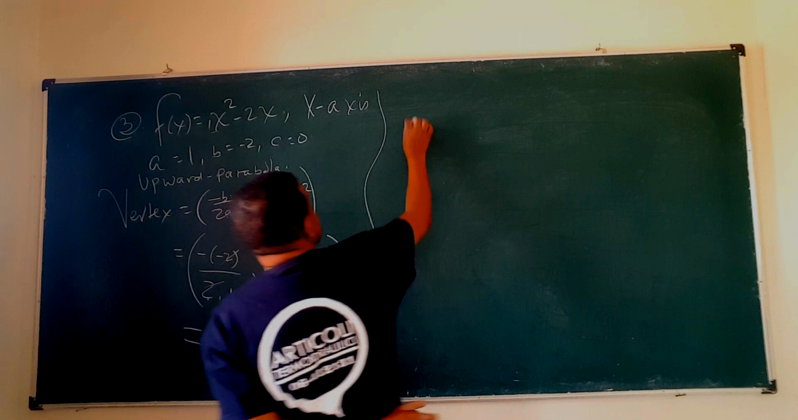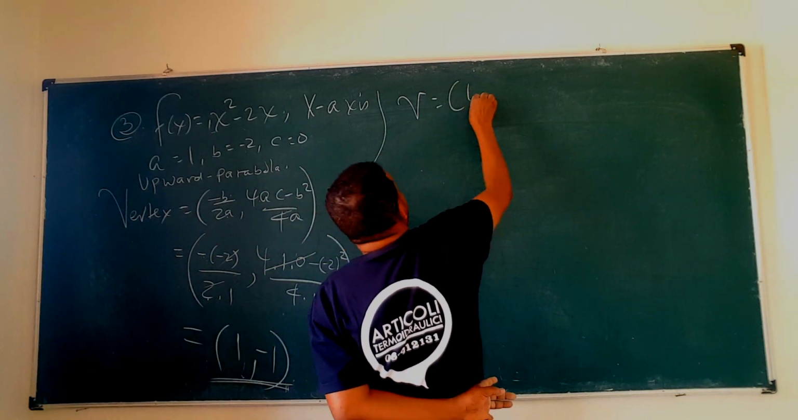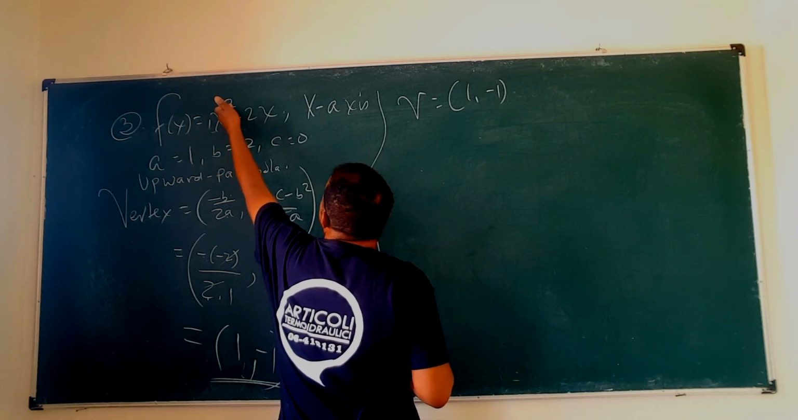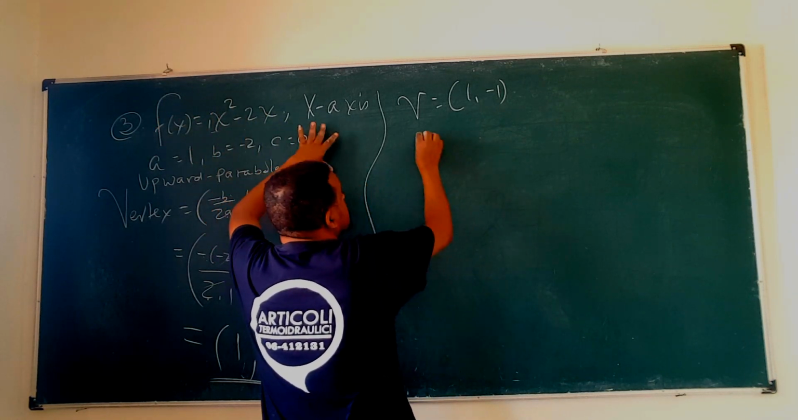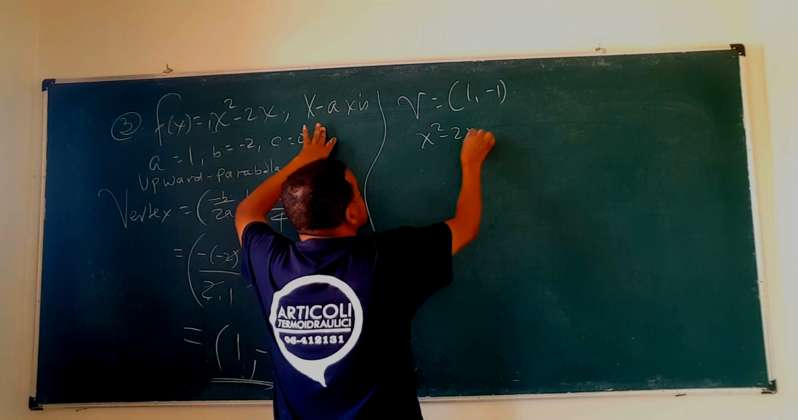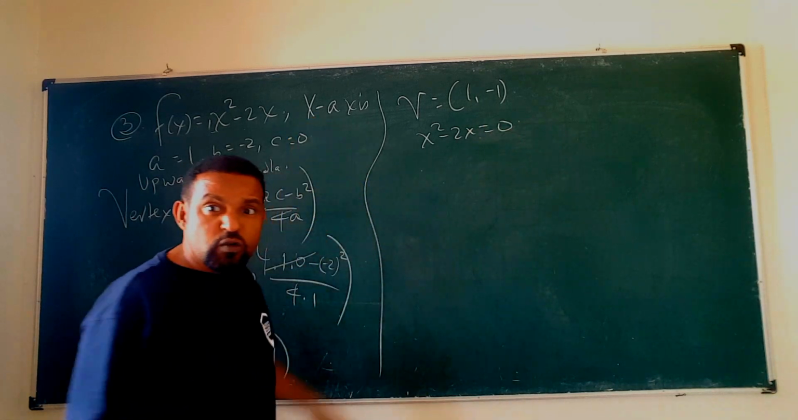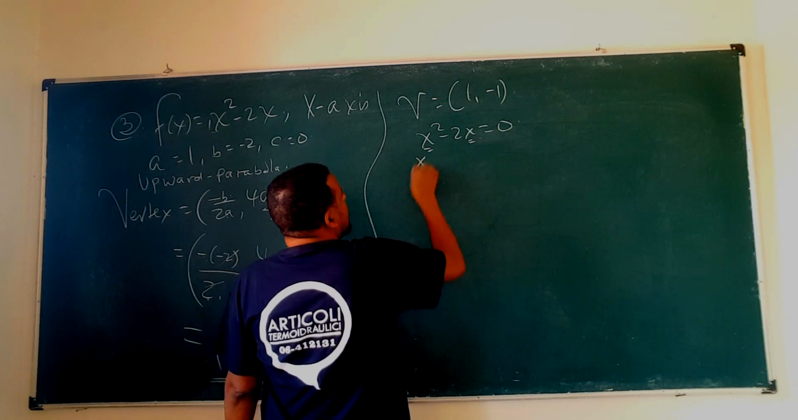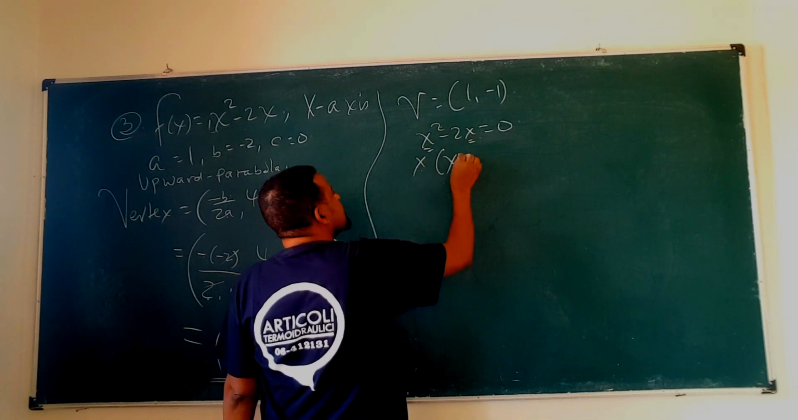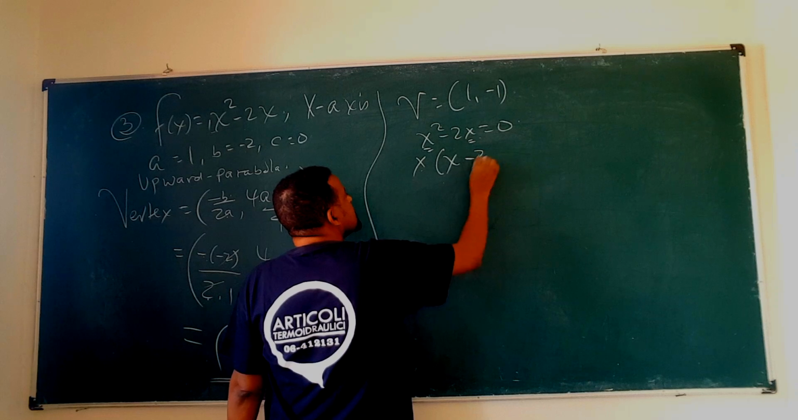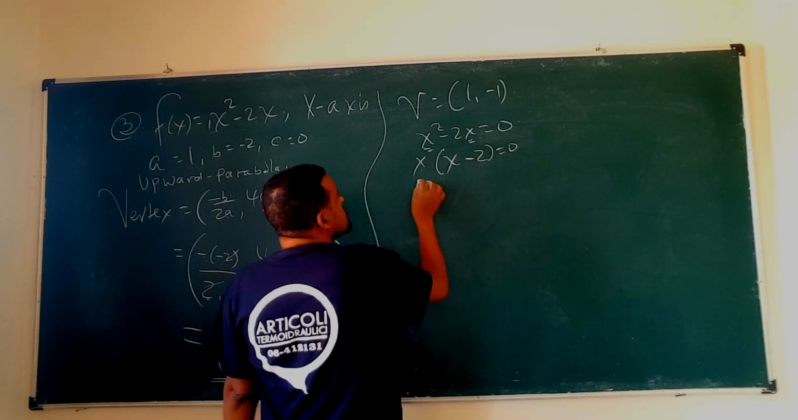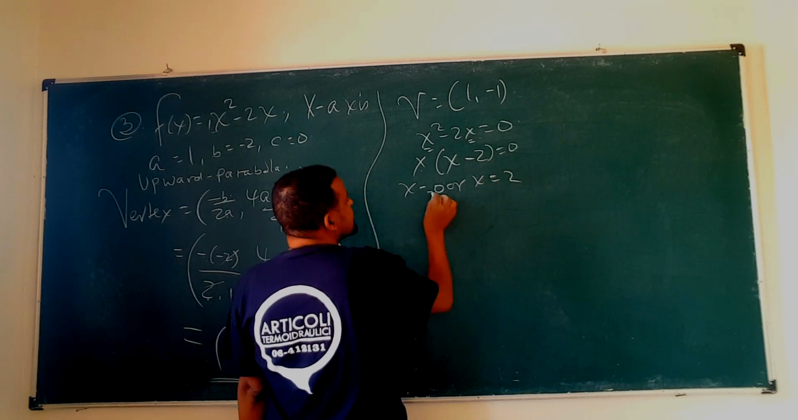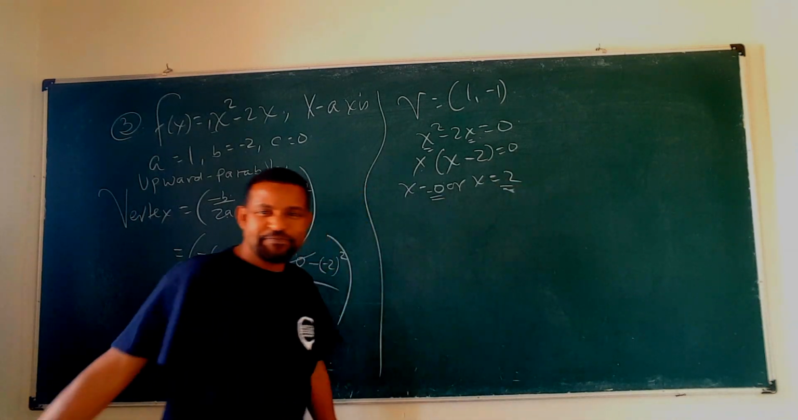So our vertex is 1, negative 1. What about the x-intercept? To find the x-intercept, set x squared minus 2x equal to 0. That means solving the quadratic equation. That is grade 10. What is common here? x is common. When x is taken out, x remains here, minus, taking x out leaves 2, which is 0. So x is equal to 0 or x is equal to 2. So these are the x-intercepts, okay.